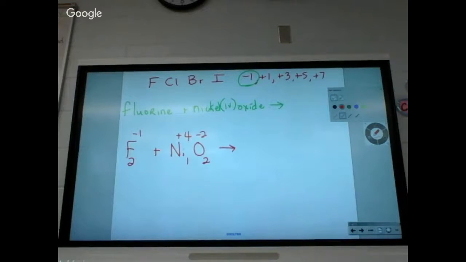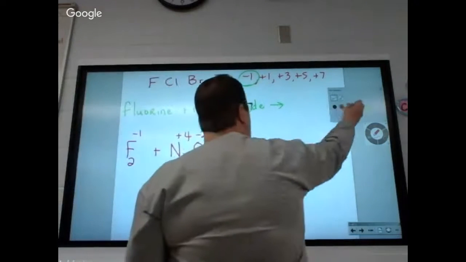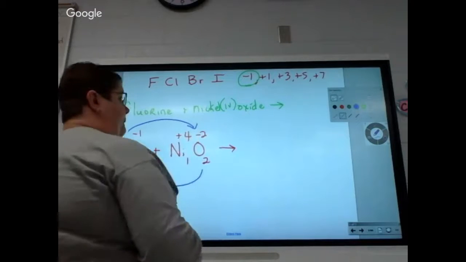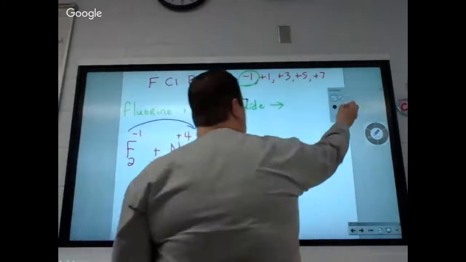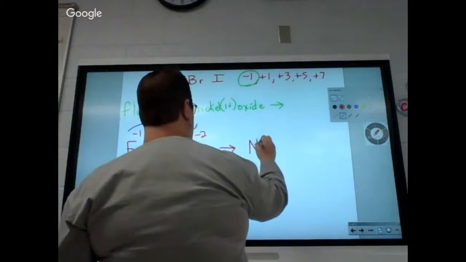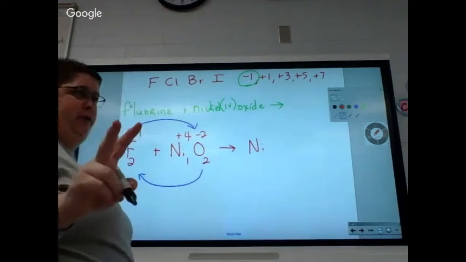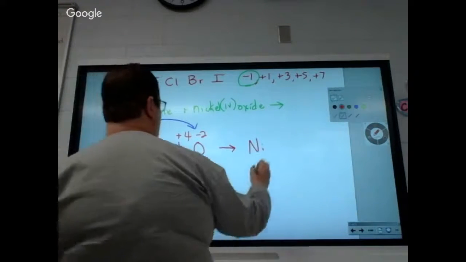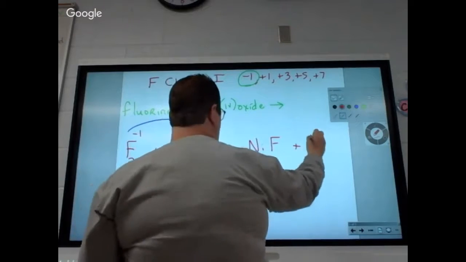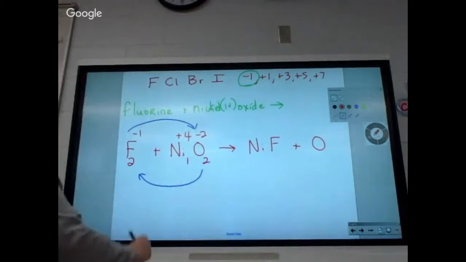Okay? They're the -1. So this time, who's switching? The negatives are switching. So what am I going to get on the other side if the negatives switch? So this time, O's coming over there, and F's going over there. So what am I getting on the other side if those two are switching? NiF2 plus O2. Okay, drop all those numbers. So it's Ni with what? Ni with the F, and then plus what? With the O. Don't take any numbers with you, okay?